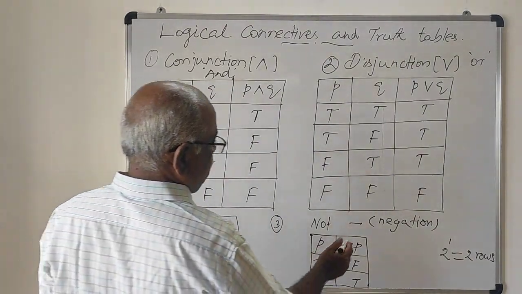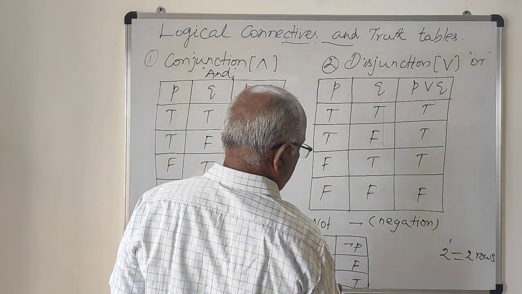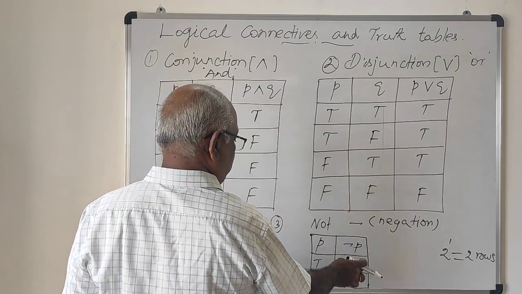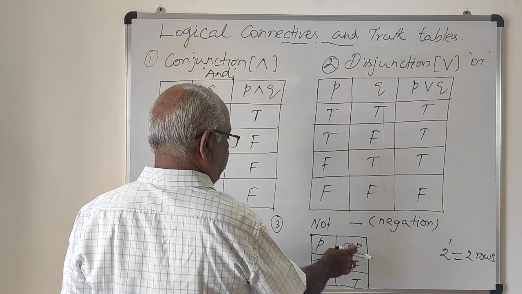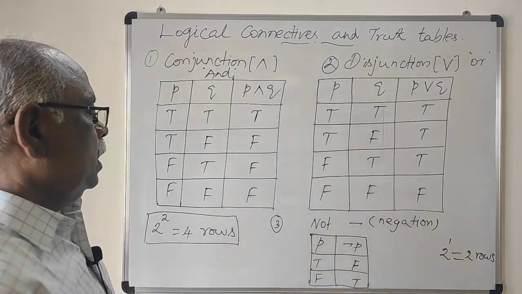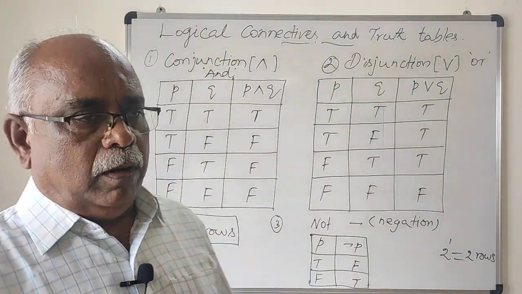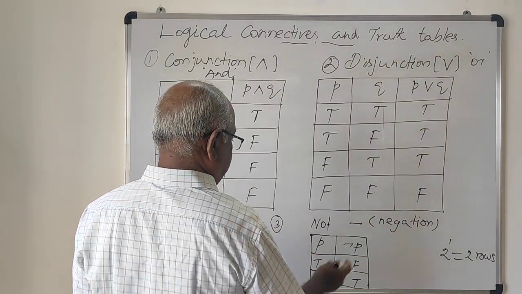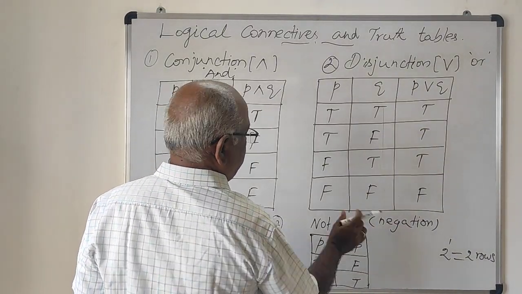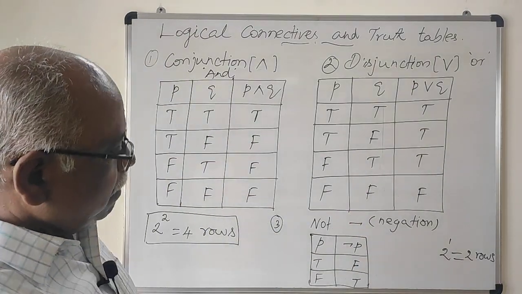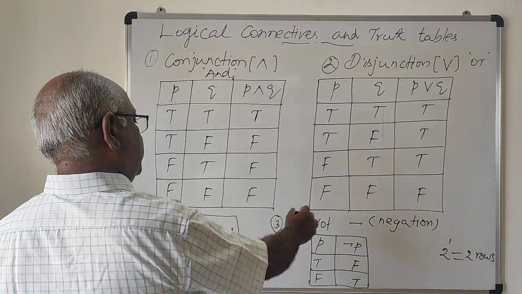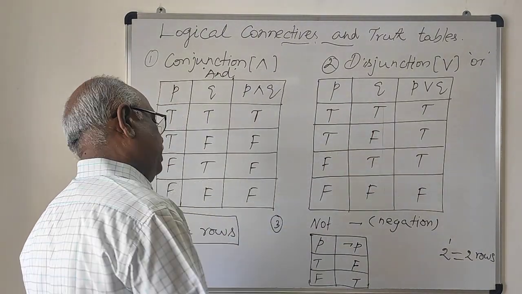This is the truth table for negation, NOT. P and negation P. If P is true, negation P is false. If P is false, negation P is true. You have to consider the opposite truth value for negation. If P is true, negation is false. If P is false, negation is true. Like that, the negation table is constructed. These three tables are very important.